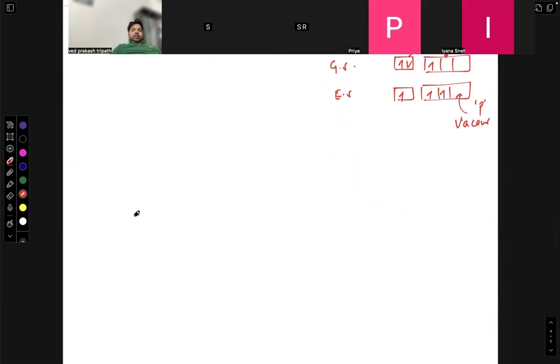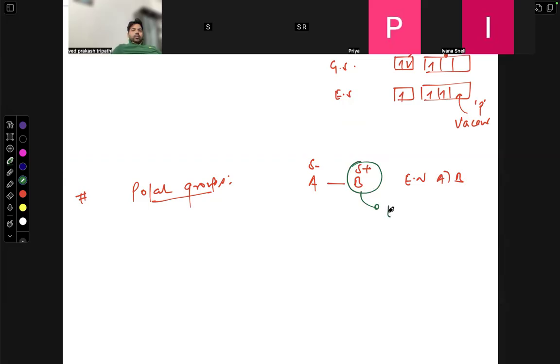Perfect. The third case, polar groups. Suppose we have an A-B bond and I am saying the electronegativity of A is greater than B. So A will hold delta negative, B would be delta positive. So this delta positive means there is a partial deficiency of electrons. So this one acts as an electrophile. For example, C double bond O. So you can see this is more electronegative, this is less. So this carbon would act as an electrophile.